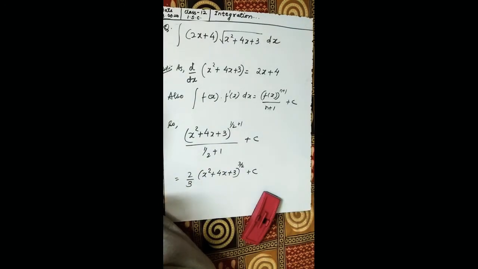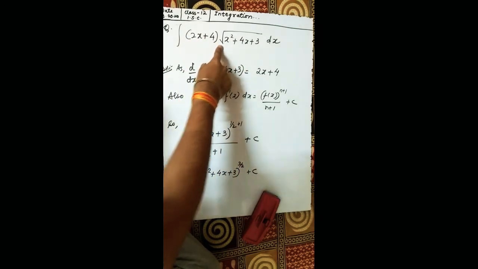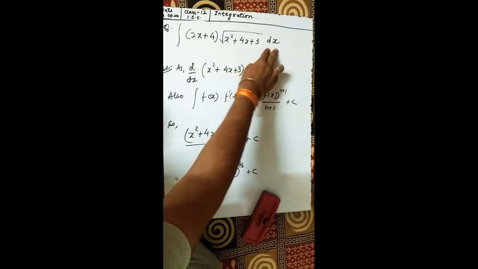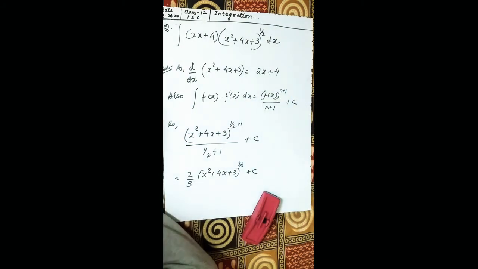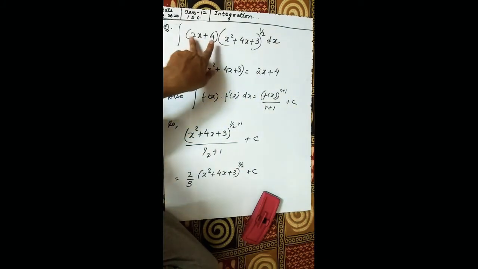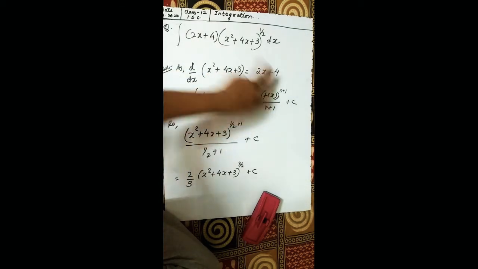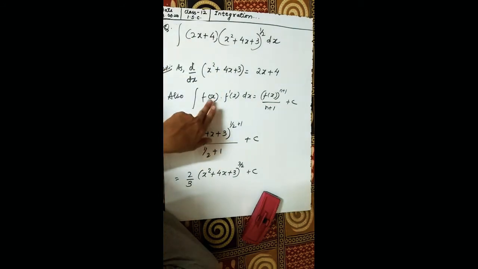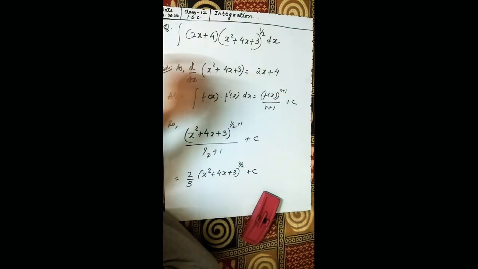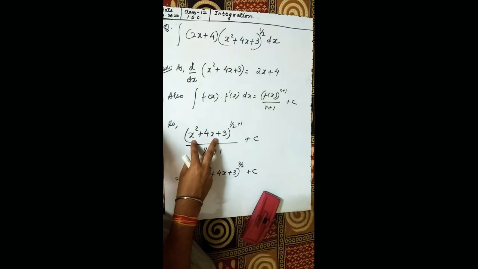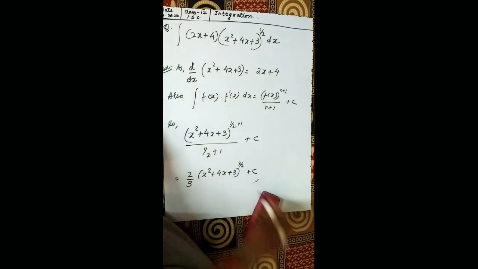Okay, starting with this question, integration of 2x plus 4 times square root of x square plus 4x plus 3 dx. This square root, can we write it as to the power half? Now let us check after differentiating, are we getting this or not? So d dx of x square plus 4x plus 3, we are getting 2x plus 4. So yes, this is a form of integration of f(x) to the power n into f dash x dx. It gives f(x) to the power n plus 1 upon n plus 1 plus c. So directly we are using it, this is the f(x), so x square plus 4x plus 3 to the power half plus 1 upon half plus 1 plus c, and this is the final answer.